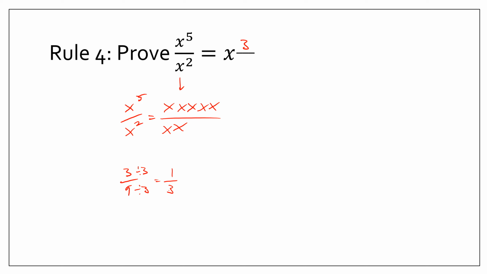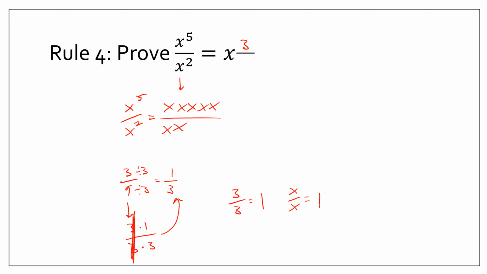And the reason that works is if I see something on the top that is exactly the same as on the bottom, they can cancel. So this happens to be 3 times 1. 9 is 3 times 3. Since I see a 3 on the top and the bottom, they cancel, leaving me with 1, and I'm left with 1/3. And the reason why is because anything over itself is 1. 3 over 3 is 1. Also, x over x is going to be 1.